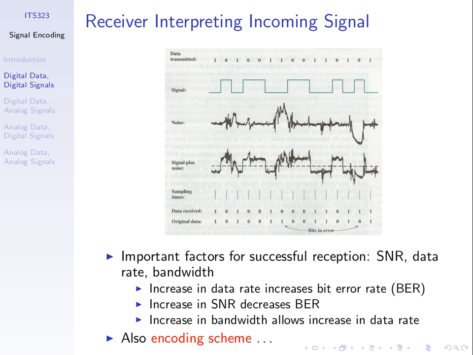But if we increase the data rate and increase the signaling rate, then the same amount of noise could impact upon 2 signal elements, or 3 or more. If we send more bits in the same amount of time, then the same amount of noise can cause errors for more bits. So the higher the data rate, the more errors, the bit error rate. These are some of the factors that impact how successful our data reception is. The other thing we're going to look at is how we encode the bits into signals, the encoding scheme.